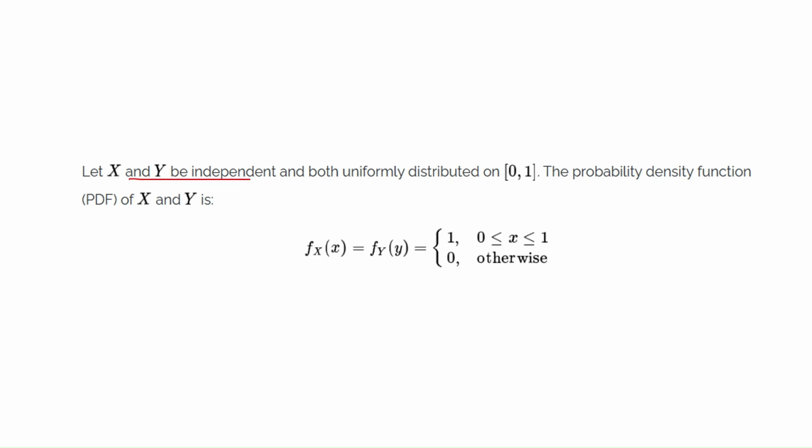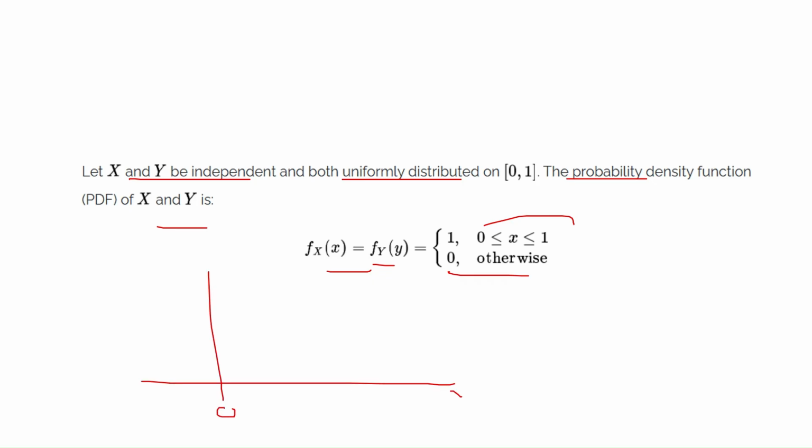We are given x and y are independent, uniformly distributed. The PDF of x and y is given by this function here. f of x is equal to f of y is equal to 1 if x is between 0 and 1 and 0 otherwise. So if you try to visualize this, you have the x-axis here. If this is 0 and this is 1, for all points between 0 and 1, it's 1 and 0 everywhere else.